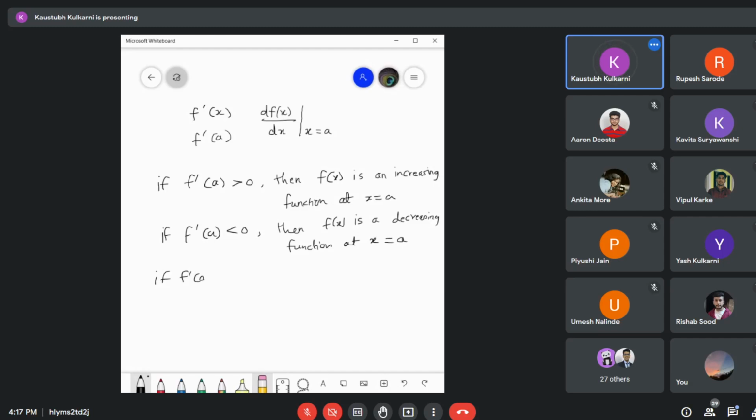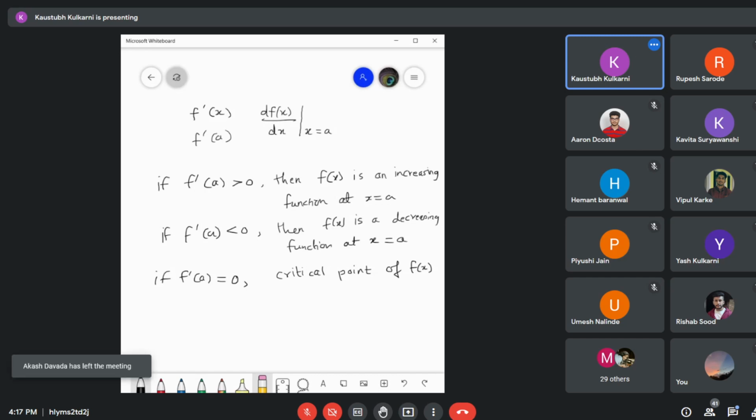If f dash of a is equal to 0, then we cannot say whether it is increasing or decreasing, but we can only say that a is a critical point. Hence it is also called a critical point of f(x). x equal to a is a critical point of f(x).